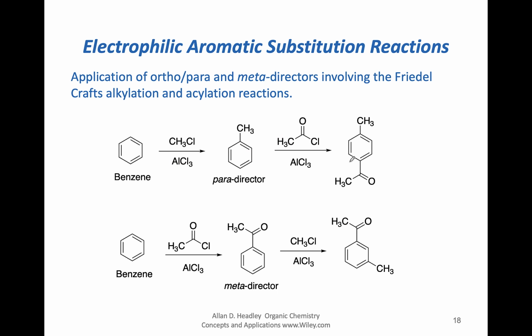Let us see if we can apply what we've just learned. We've learned of the ortho para-director. We've learned of the meta-director and how to identify them. And we've also learned of the Friedel Crafts alkylation and acylation reactions. So, starting with benzene. Of course, you know why we start with benzene, because it's fairly common. It's easy to get from fossil fuel based on the distillation of petroleum products. So we can get benzene fairly easily and fairly cheaply.